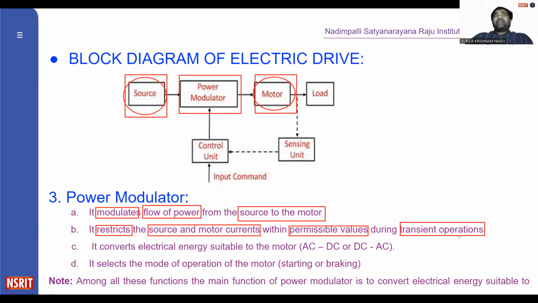If a sudden load is added, then the currents will go to peak. If suddenly the load is reduced, then currents may fall very quickly. So these limits will be maintained by the power modulator.